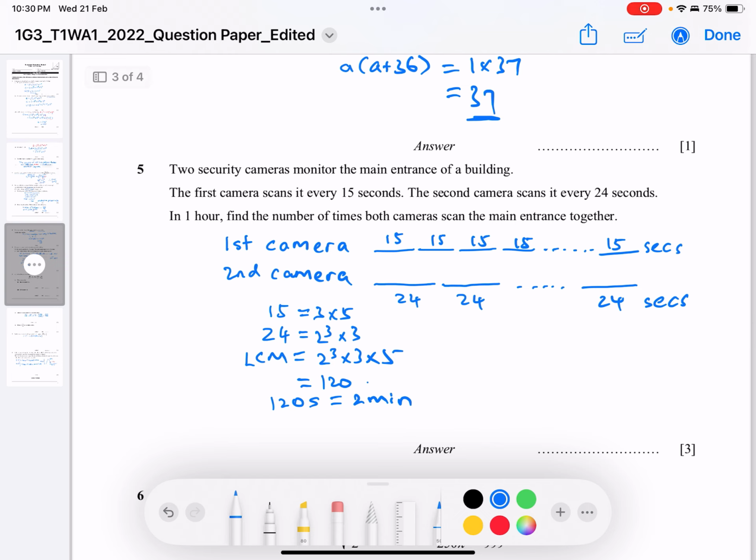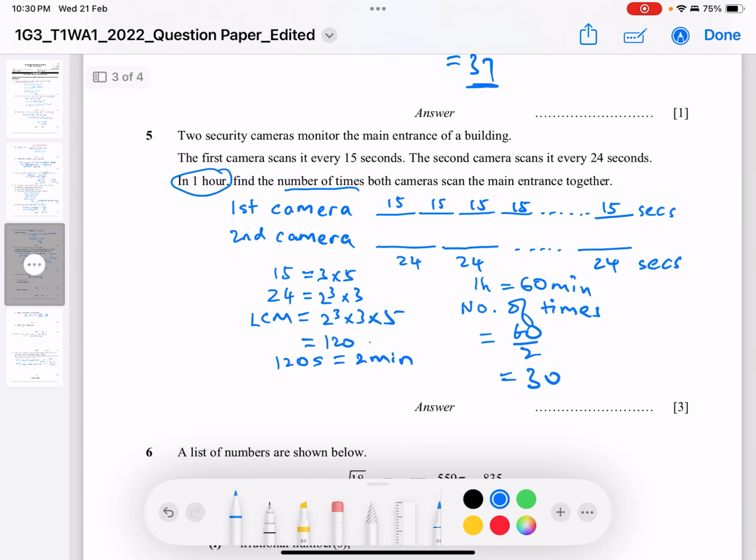And we have to find in 1 hour the number of times they are scanned together. So therefore, the number of times, 1 hour, by the way, is 60 minutes. Therefore, the number of times they scan together is 60 divided by 2 minutes. That is 30 times.